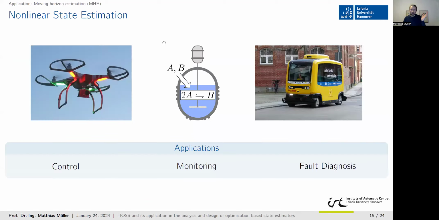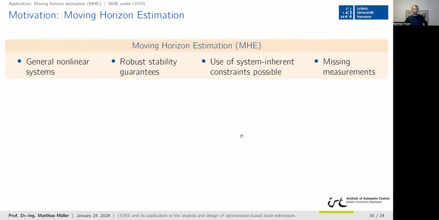I don't really need to motivate nonlinear state estimation to you. As you know, in many applications, for state feedback control with certainty equivalence, in monitoring and fault diagnosis, we need state estimation techniques. One estimation technique which works nicely for general nonlinear systems is moving horizon estimation. Of course, there are also many others which I don't discuss in this talk. But what are the advantages of this technique? They are applicable to general nonlinear systems. We don't require any specific normal form, as some other nonlinear state estimation techniques do. In recent years, quite strong robustness guarantees have been established, which I will show you next.